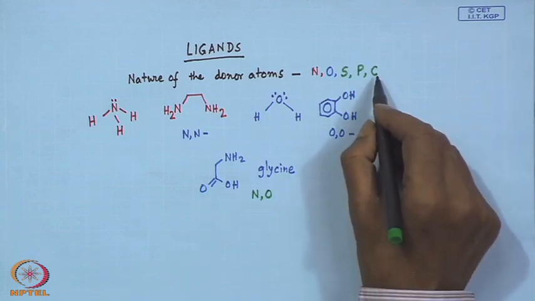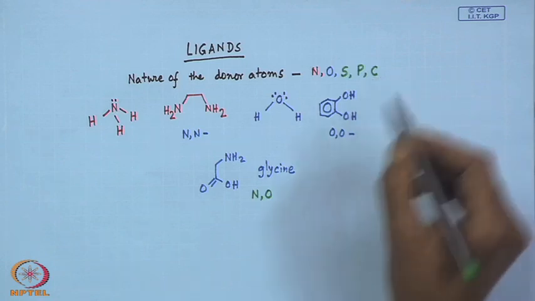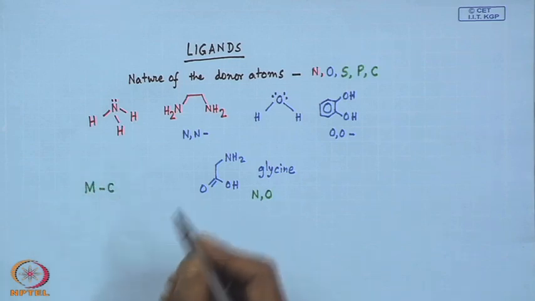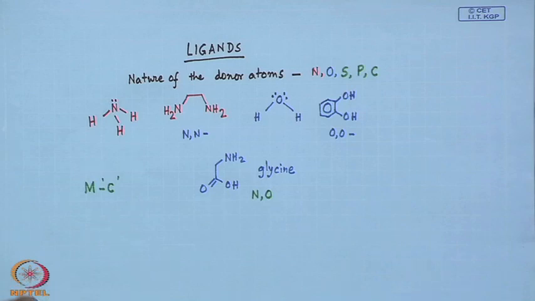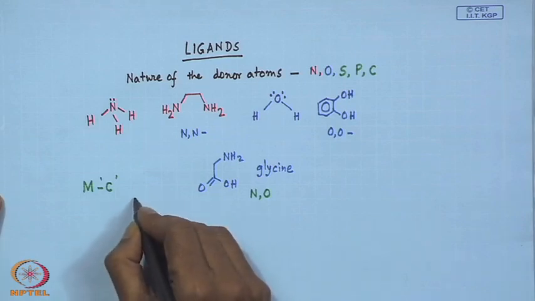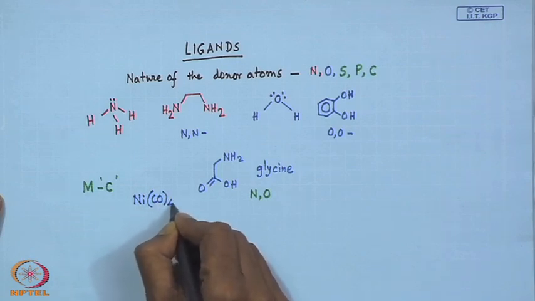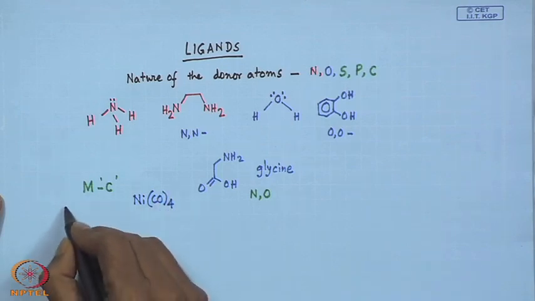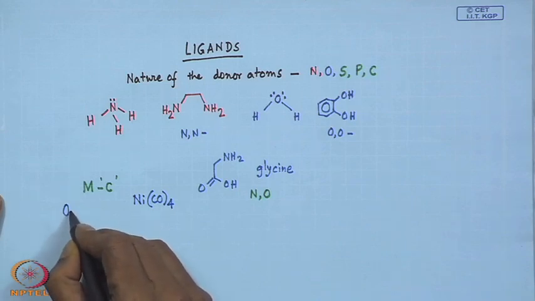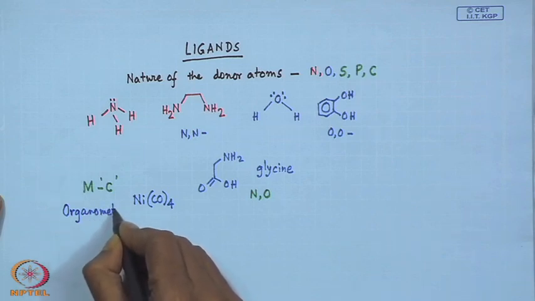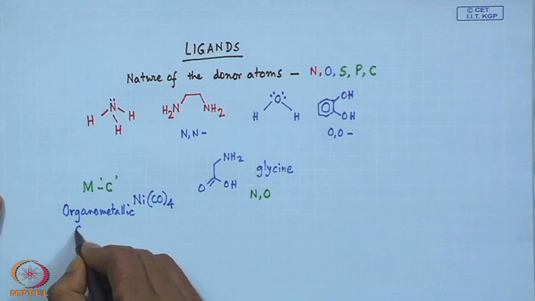When we have a carbon donor ligand present, we can have the corresponding metal carbon bond. So, a carbon donor ligand can give us a system with a metal carbon bond, and this metal carbon bond, as in our simple compound tetracarbonyl nickel(0), is a very important class of compound, which are also known as organometallic compounds.